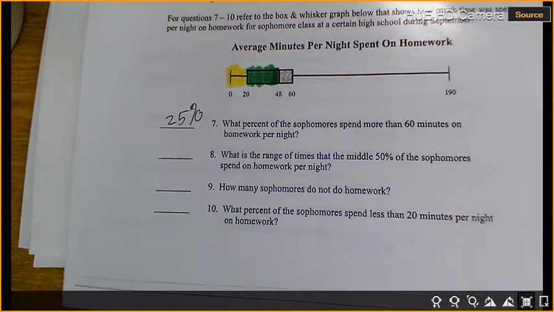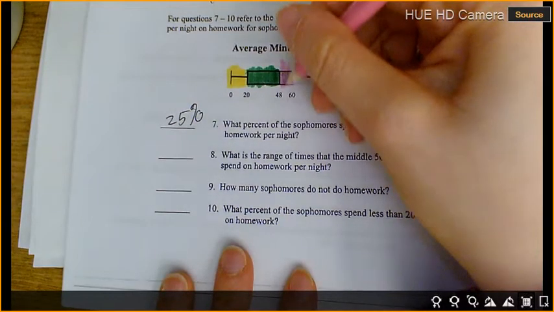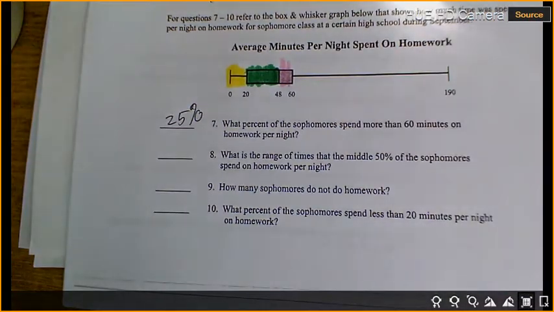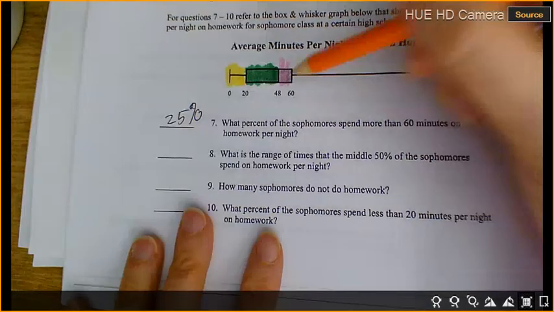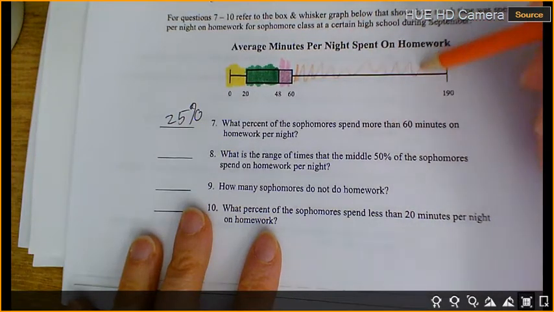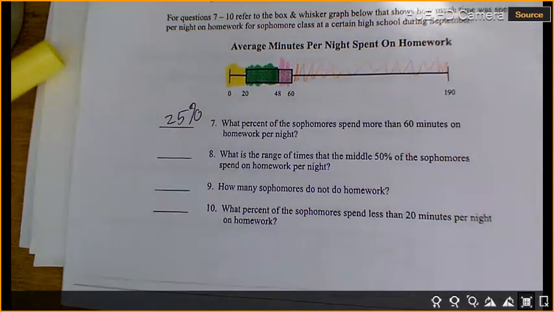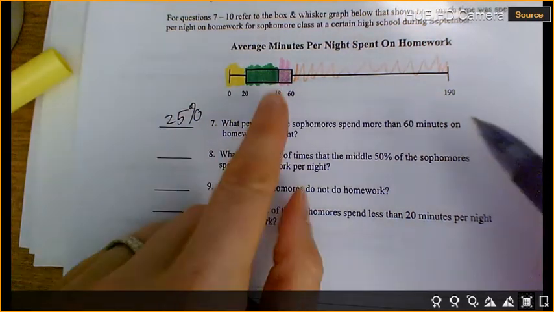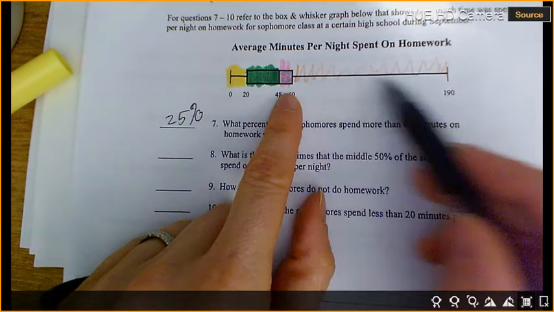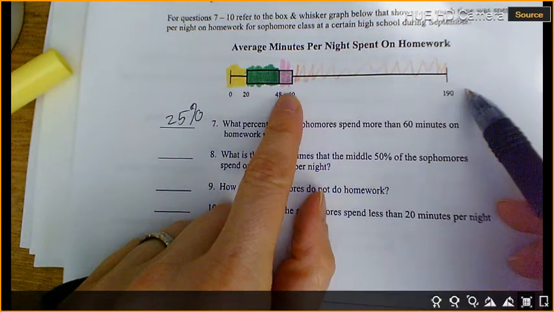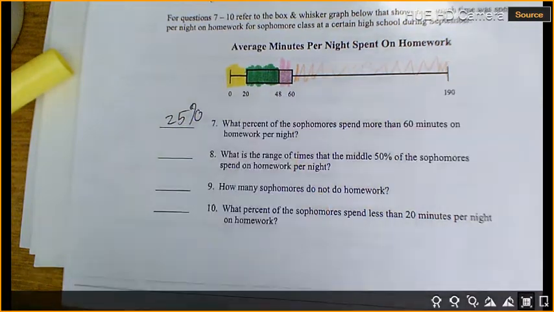Right here, that's another 25% of my data. And right here, this is another 25% of my data. I was so confused. I thought you were doing it based off the lines. And I was like, no. Is it better now when I did the colors? Okay, so you had this up because only this much, 25%, was over 60, was 60 minutes.